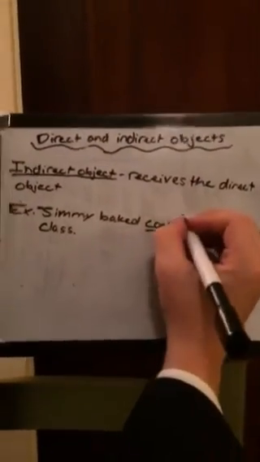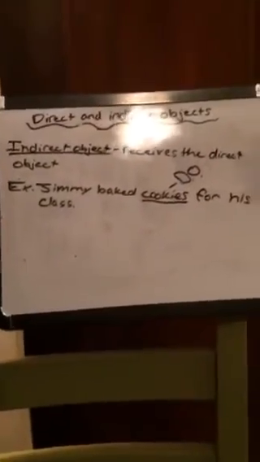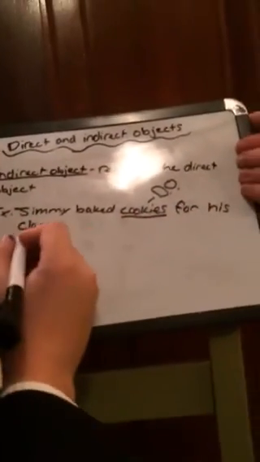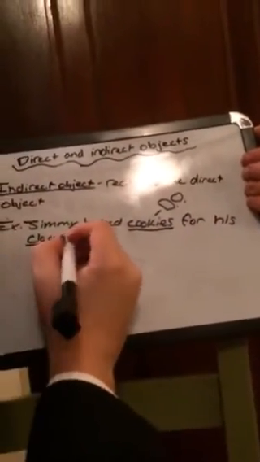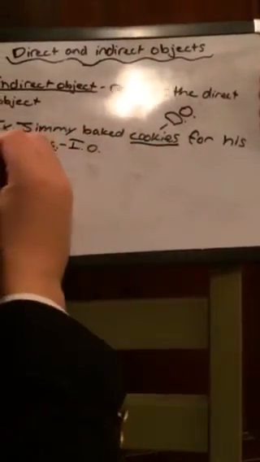So I say we underline and label. That's DO for direct object. Then an indirect object receives the direct object. So Jimmy baked cookies, direct object. Who gets the cookies? Okay? His class. For his class. So class would be the indirect object.